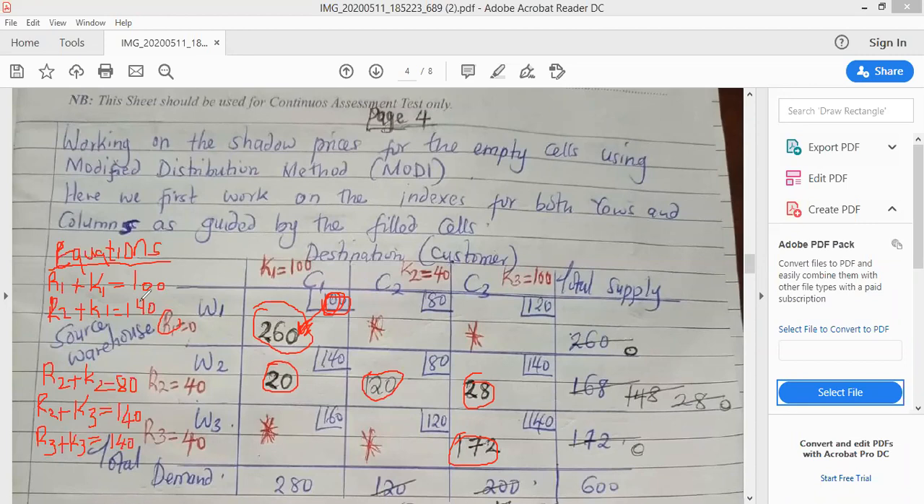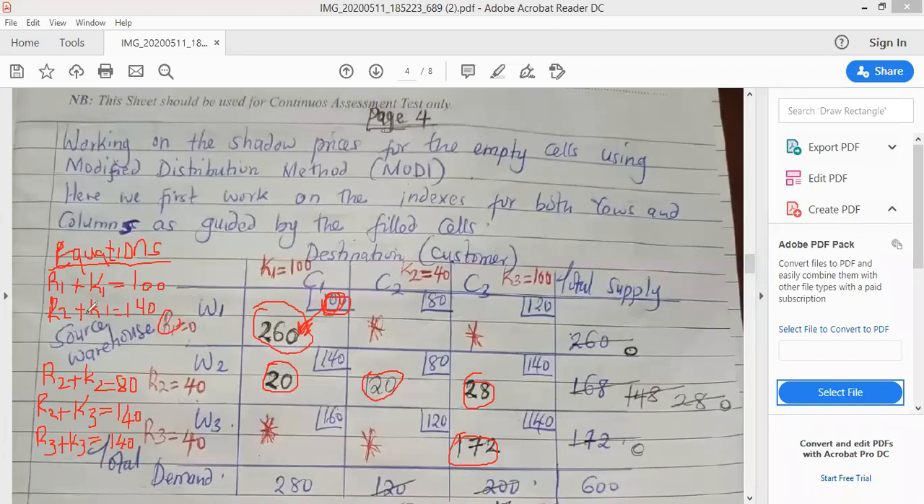Traditionally, L1 is taken to be 0. And once we have assigned 0 to L1, then we compute all these other indices. So if we put a 0 where we have L1, our K1 will be equivalent to 100, because L1 plus K1 was 100.